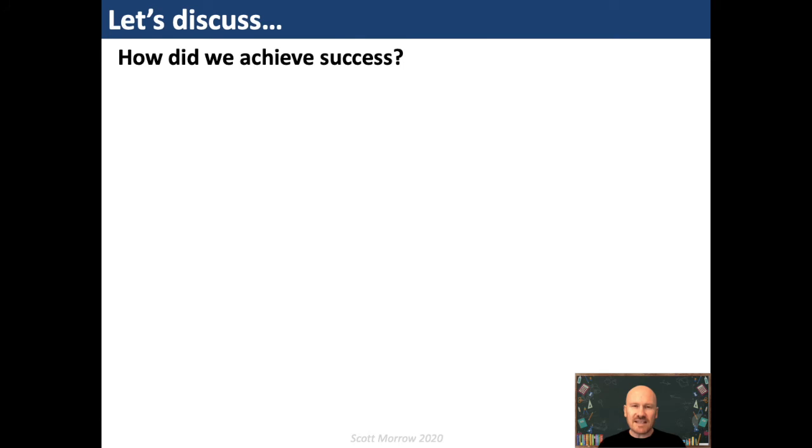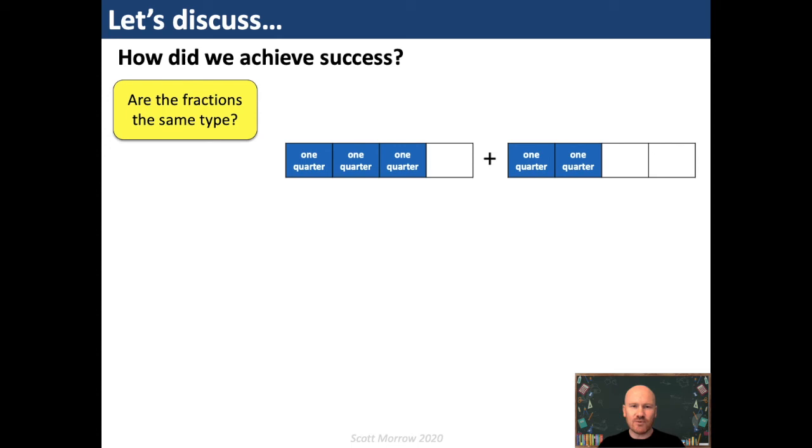So how do we successfully add fractions together? Well, to begin with, we have to ask ourselves a question. Are the fractions the same type? And if the answer to that is yes, so in this case we've got 3/4 plus 2/4, then we can simply add the fractions together to get 5/4.